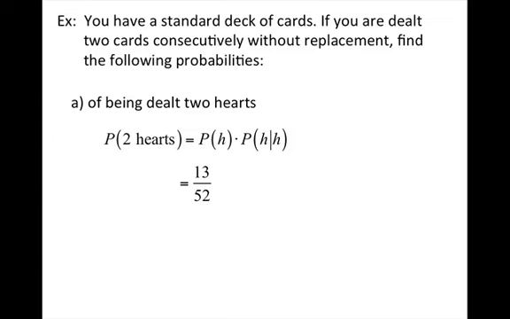Now for the second card, I have 1 less heart since the first card was a heart. So I only have 12 chances of being dealt a heart. And there's 1 less card in the deck, so I only have 51 total cards. If I multiply these, the probability of being dealt 2 hearts is 1 out of 17.